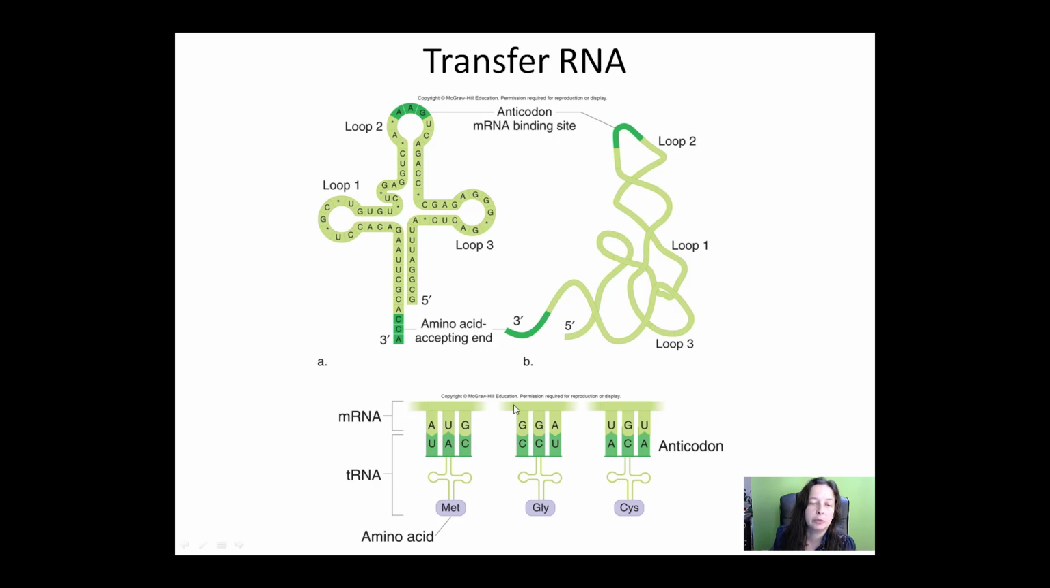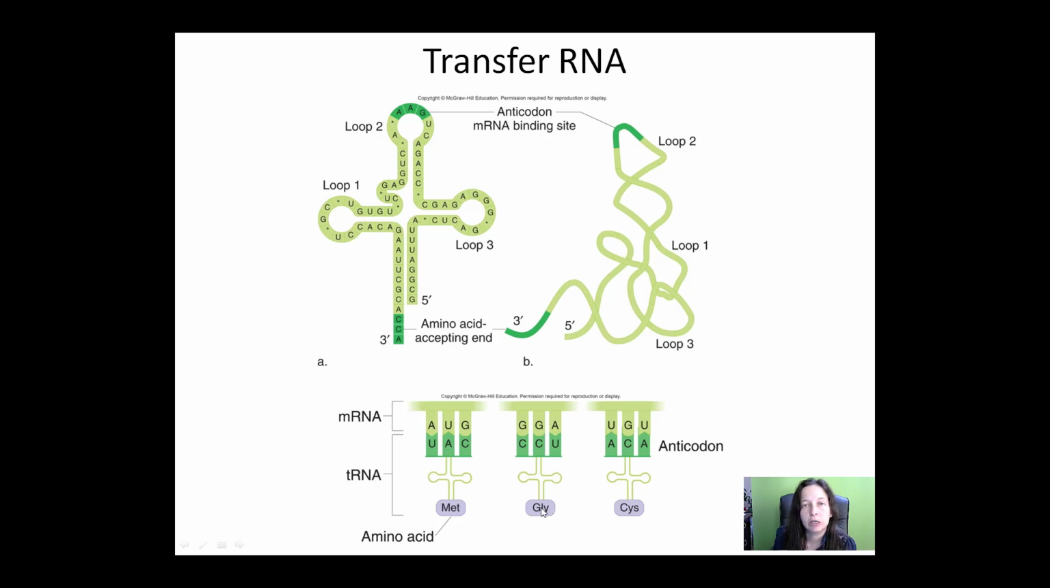So for example, if mRNA says AUG, tRNA has an anticodon that says UAC, so it's a complementary match to AUG, and it brings in the appropriate amino acid. In this case, it's a methionine. Now let's look at the next codon, GGA. It's CCU as an anticodon on the tRNA, and it brings in glycine.